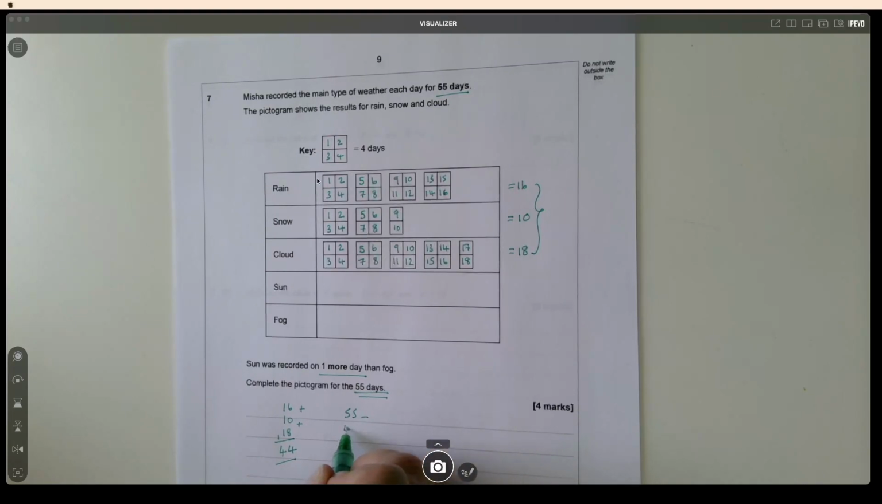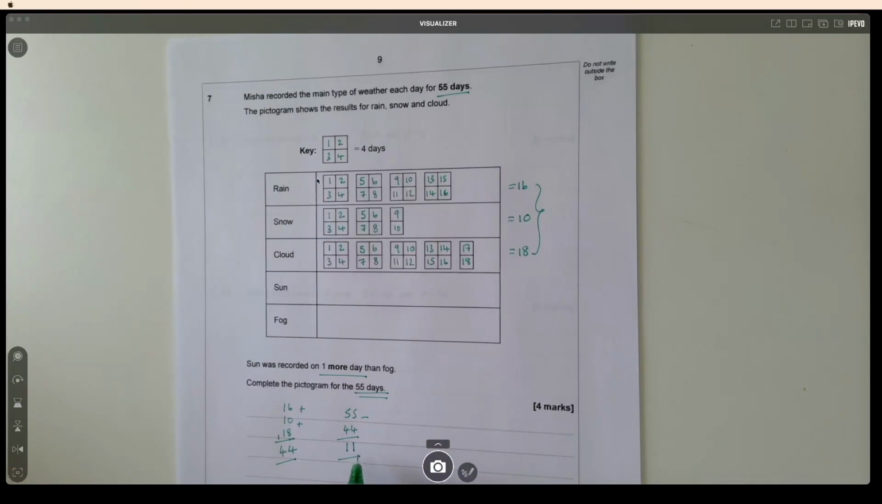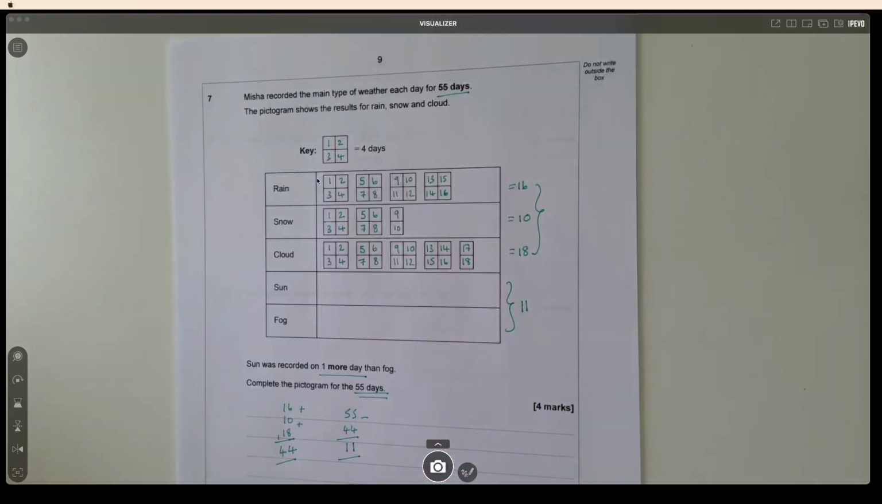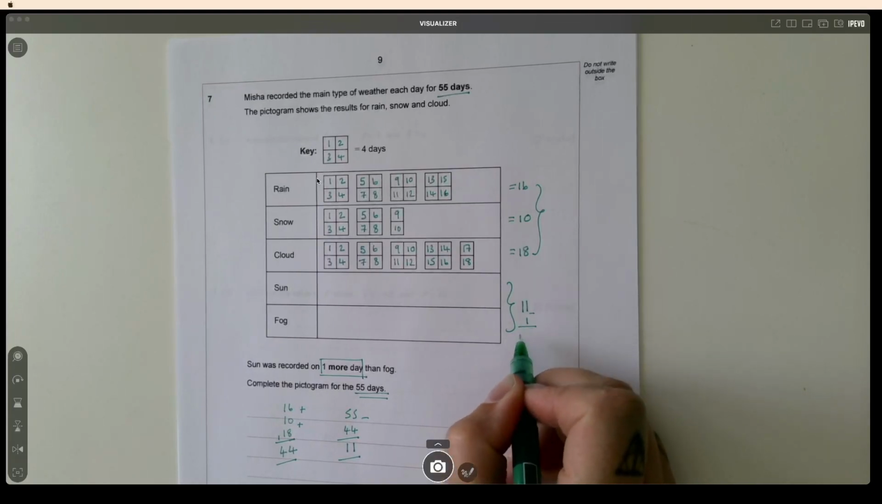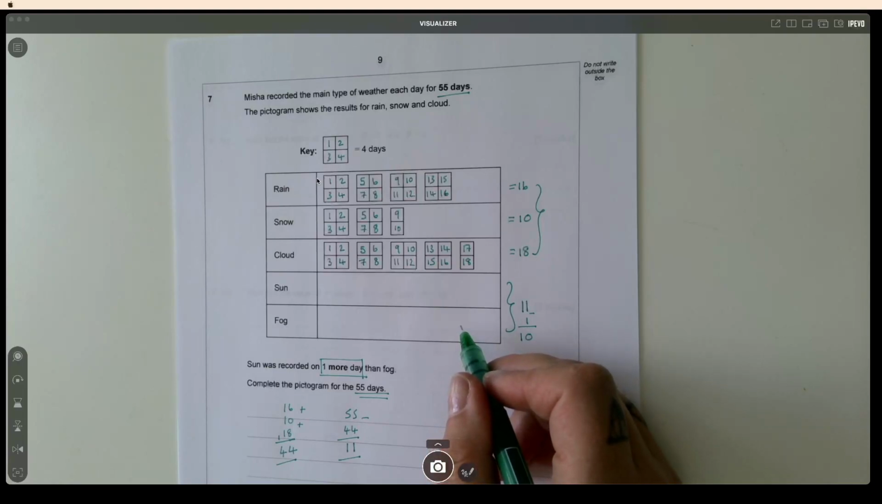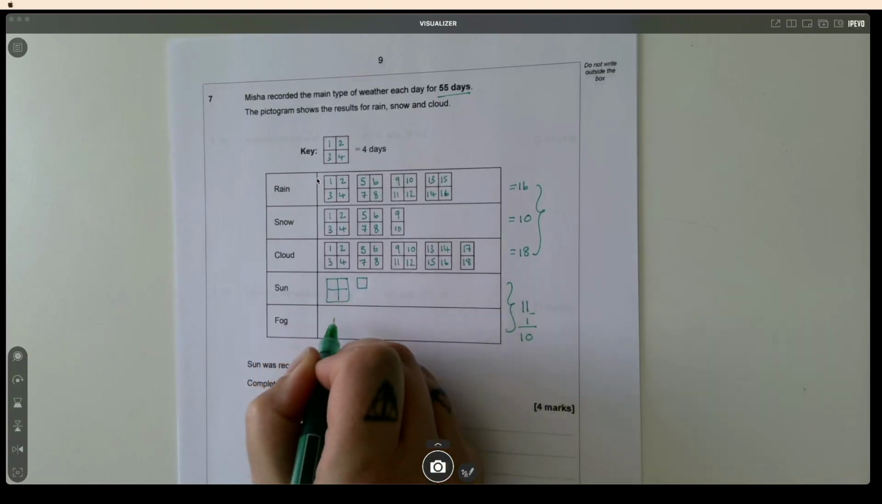So 55 subtract 44, because 55 is the total days we're representing. 5 subtract 4 is 1. 5 subtract 4 is 1. So we've got 11 days left to split between sun and fog, which is where we need to go back to this important piece of information here. It tells us that sun was recorded on one more day than fog. So if we take away that one, we can split 10 equally between sun and fog. So 10 divided by 2 is 5. So they each need 5 of those small squares.